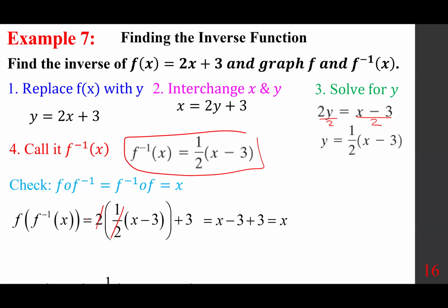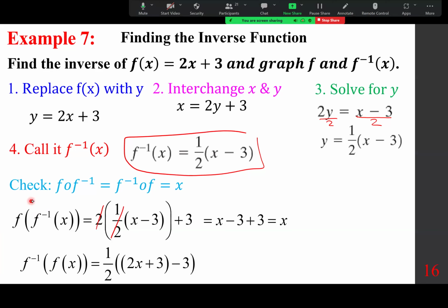Let's look at f inverse of f of x. In this case, over here, this x is replaced by 2x plus 3. As you can see, positive 3 and negative 3 cancel each other. The product of 1/2 and 2x is x. So both of them verify the same thing.